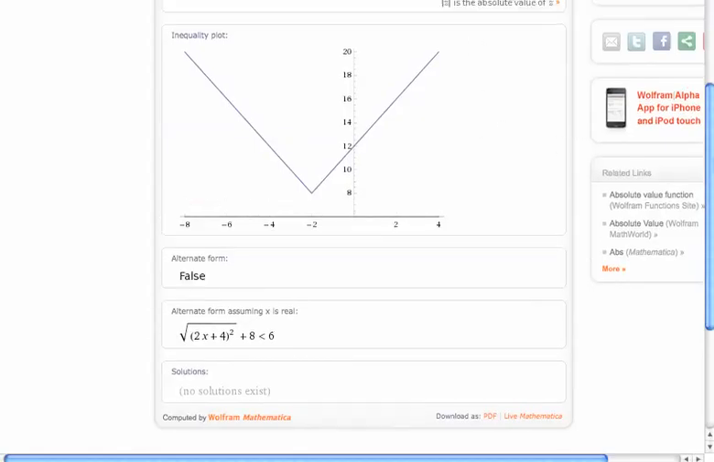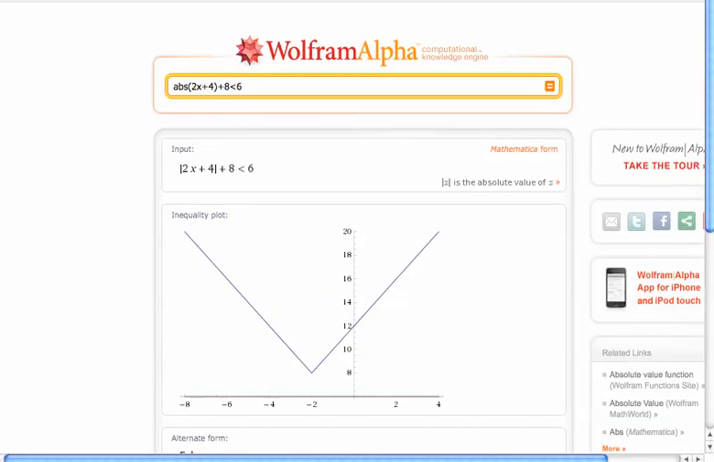And what we get here, in Wolfram Alpha, we put the absolute value of 2x plus 4, plus 8, is less than 6. If you're using a graphing calculator, you still put in absolute value, parentheses, 2x plus 4, parentheses, plus 8 in y1. And in y2, you would make that equal to 6.